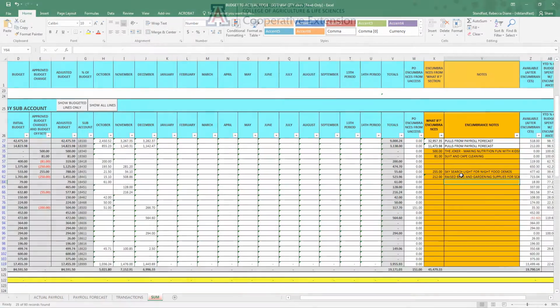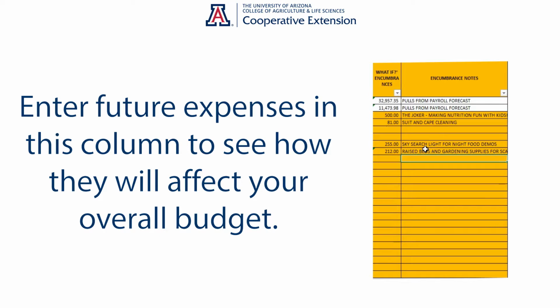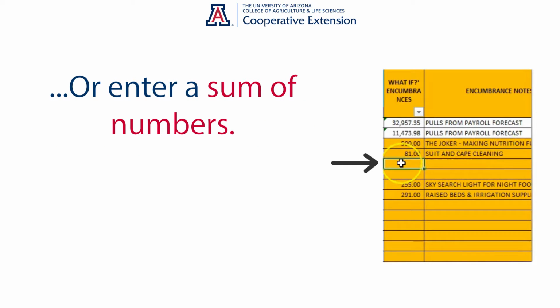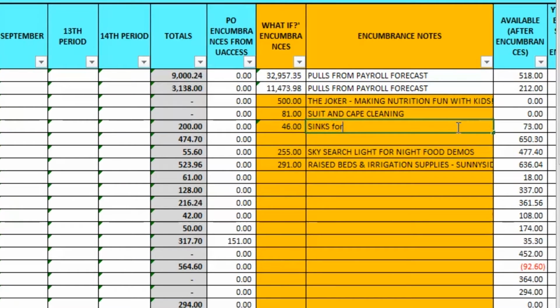The What If section is now the What If column over here on the right. Enter any expenses that might happen in the future in this what if section with the line item it corresponds to. You can enter a number by itself, and you can also add up numbers by using a sum function. All you'll have to do is hit an equals sign, type the number, plus signs where you need them, and it'll add it up for you. Add in a note explaining what the expense is for.